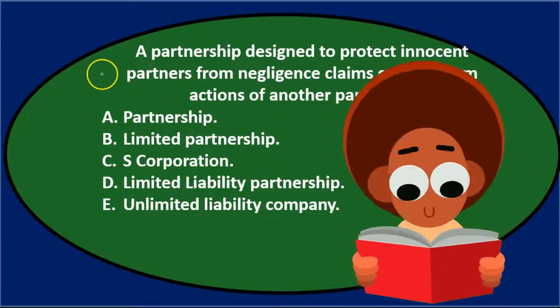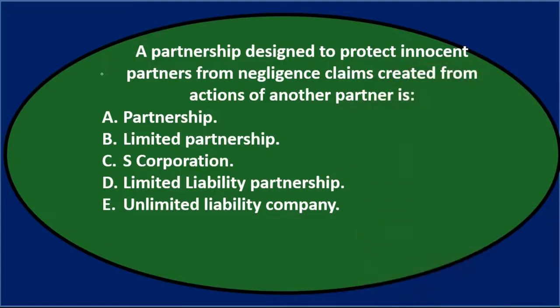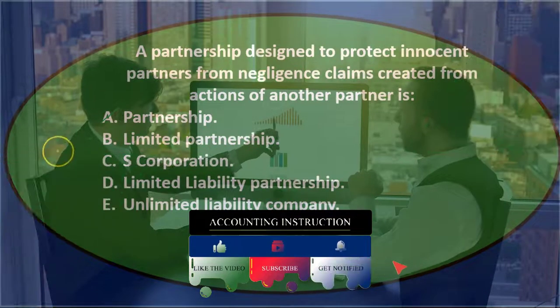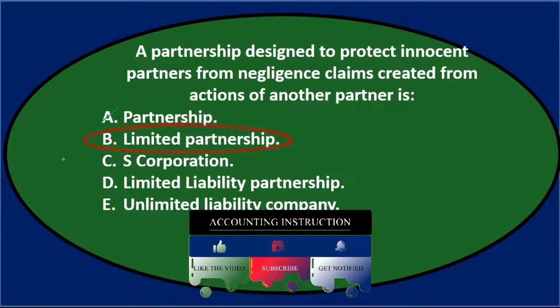So we'll go through this again, see if we can eliminate some options with the process of elimination. Question, a partnership designed to protect innocent partners from negligence claims created from actions of another partner is A, a partnership. The partnership is going to be the general liability, and that's probably not going to be the one designed to protect it more. We're going to talk about one of these kind of hybrid type of options to protect partners. So it's not going to be the normal partnership. A limited partnership, we might think that as an option, but that could protect typically an individual partner if we had a limited partnership where one individual was a capital investment typically, but the general partners wouldn't have that same type of protection possibly. So I'll keep that for now.